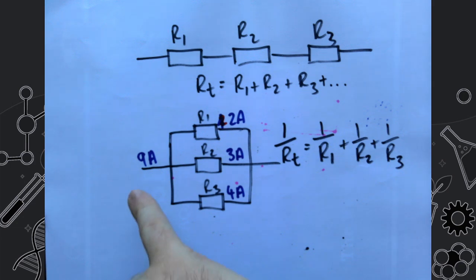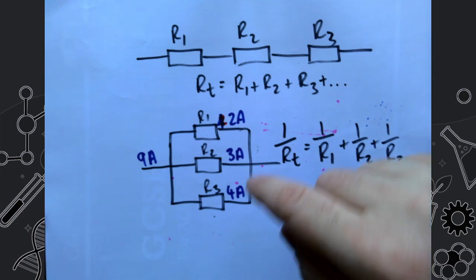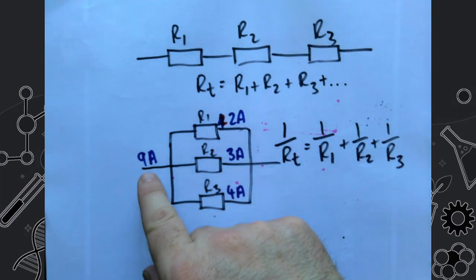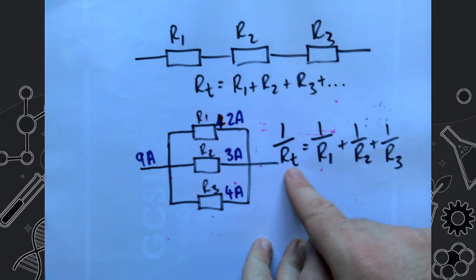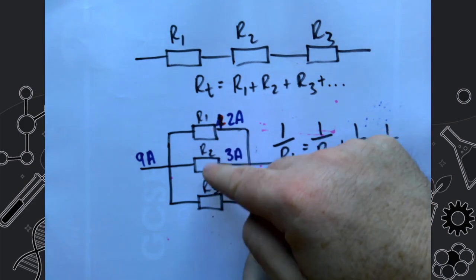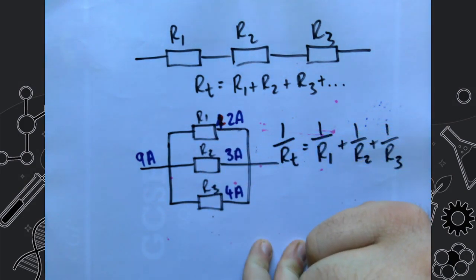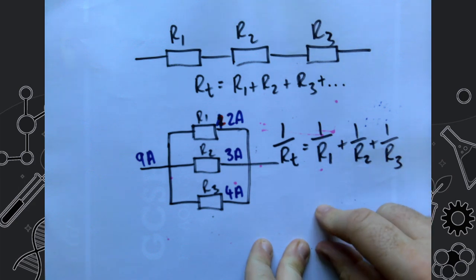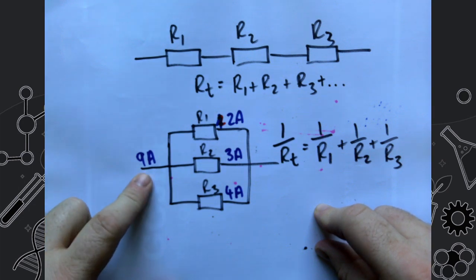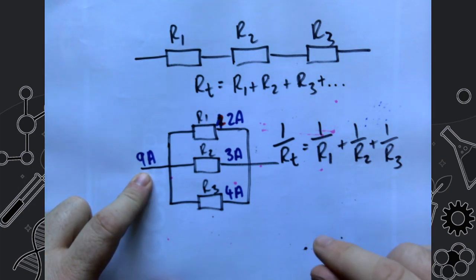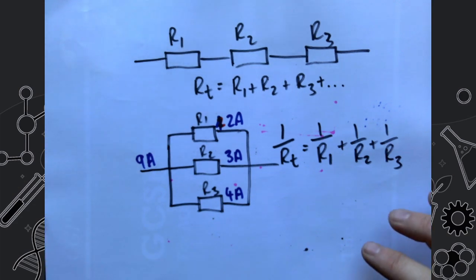That has to be provided by the current from the battery. If it's 2 and 3 and 4 amps, I've got to have 9 to begin with. When we do this calculation, it turns out that the total resistance for all 3 values is actually much lower than the smallest value. And if we do the equivalent resistance for the whole circuit, it'll come out with a value that gives us the 9 amps. Now that's tricky. I want you to go and research it.